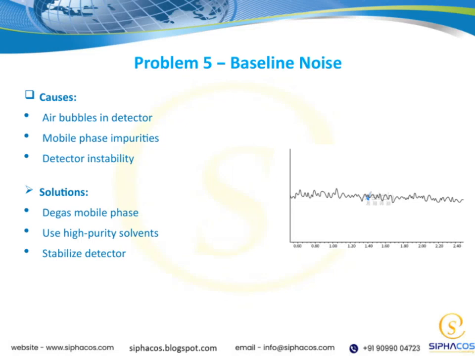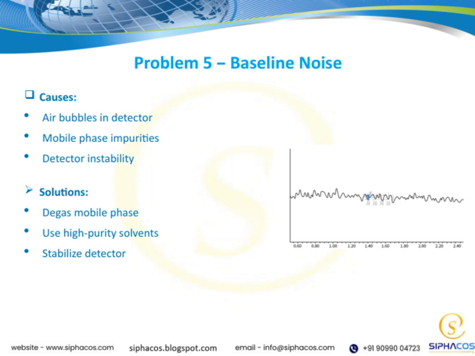Let's talk about problem 5, which is baseline noise. This is a common issue in chromatography, and understanding its causes is key to minimizing it. One cause is air bubbles in the detector, which can create fluctuations in the baseline signal. Mobile phase impurities are another culprit. They can introduce unwanted noise and affect the accuracy of your results. Additionally, detector instability itself can lead to inconsistent readings over time.